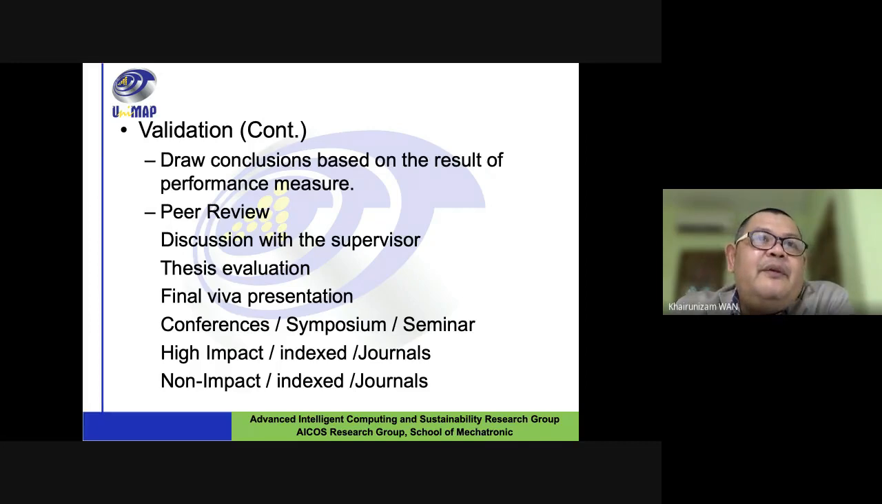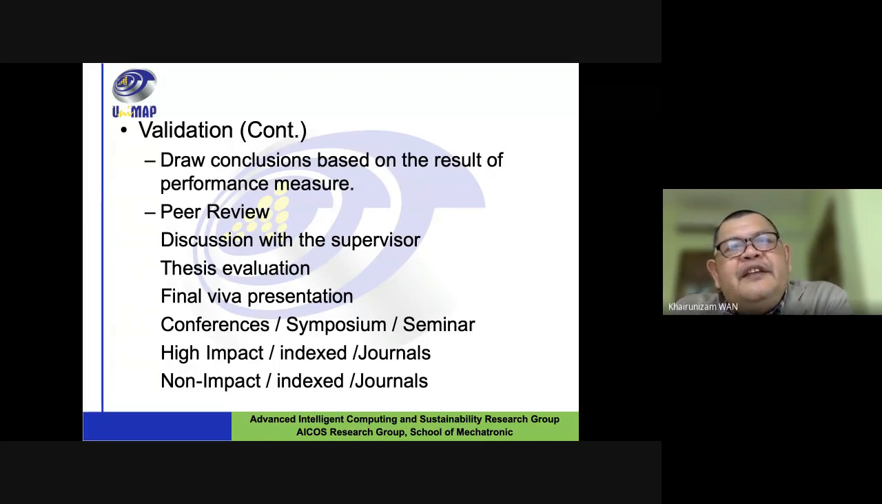Peer review. For the FYP, the final year projects, a discussion with the supervisor is possible. The supervisor can validate your results, and then your thesis or report is evaluated by the panel. So the panel's examination of the thesis can be a validation process. And then you present your final presentation, the finding of your project, to the evaluation panel. This is also suitable for the validation process.